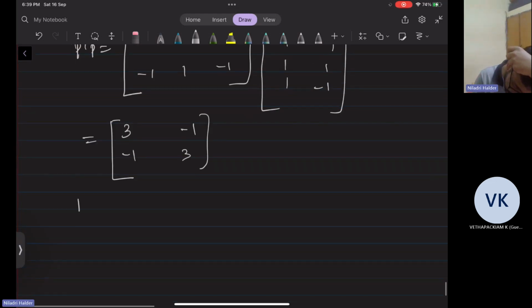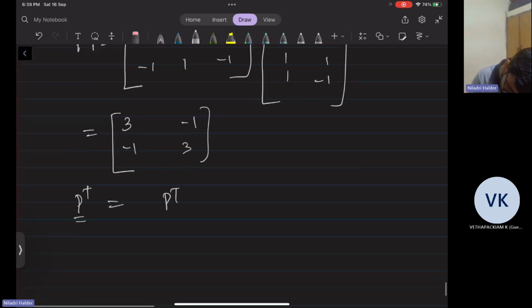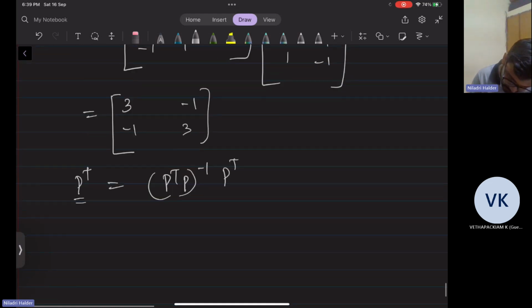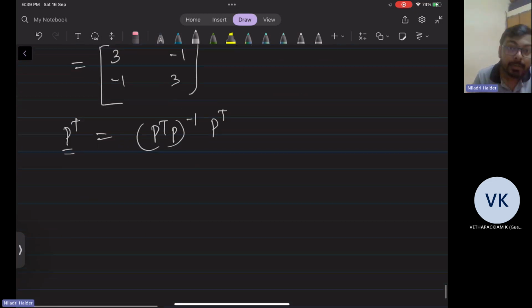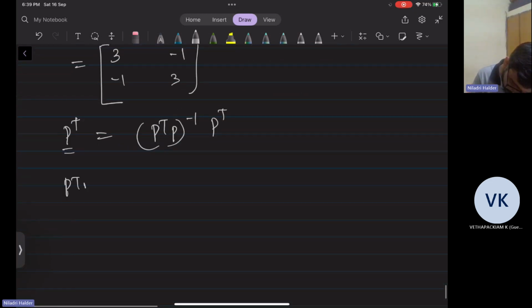Now we know that the pseudo inverse, for this case, P dagger, is equal to P transpose P inverse P transpose. So we need to find out the inverse of this. What should be the P transpose P inverse?